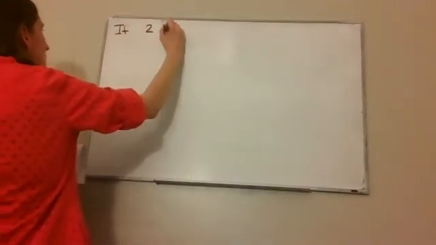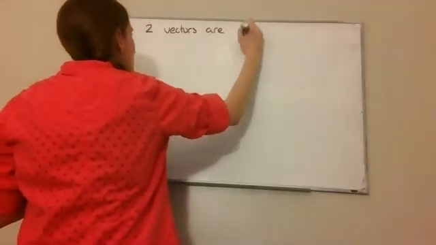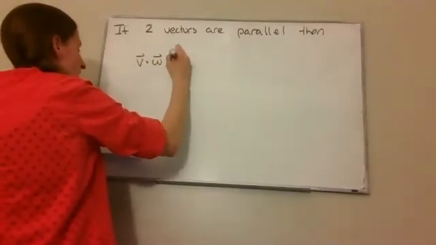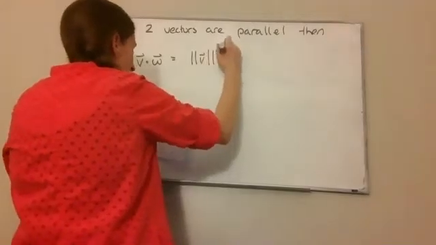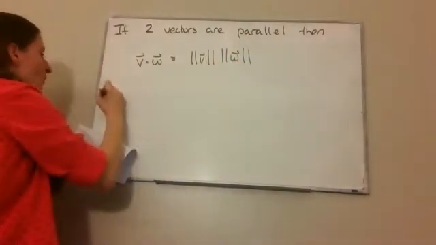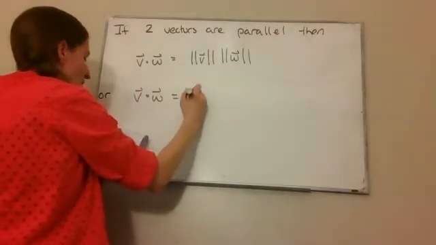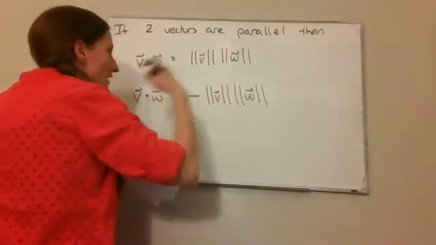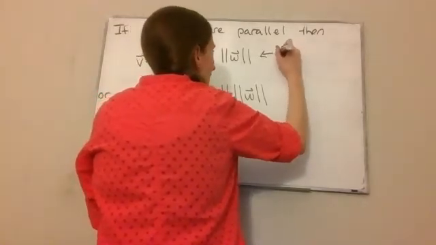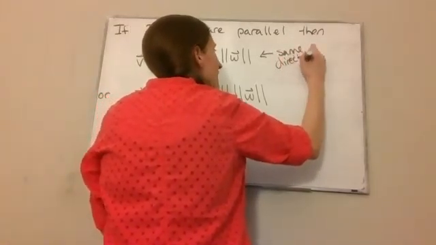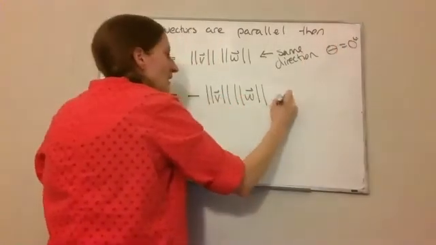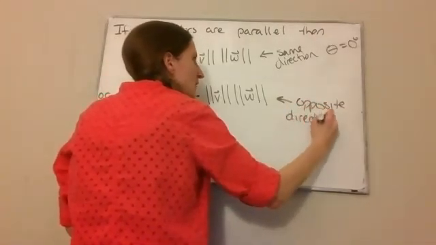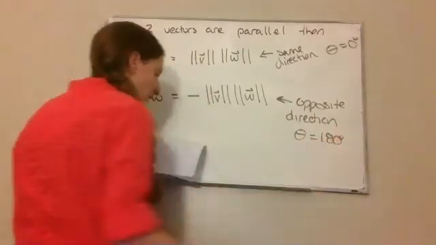If two vectors are parallel, then v dot w is equal to the magnitude of v times magnitude of w, or v dot w is equal to the opposite of the magnitude of v times the magnitude of w. You get the first case if they're going in the same direction, which means that theta would be 0 degrees. And you get a negative in front if they're going in the opposite directions, which is when theta is 180 degrees.